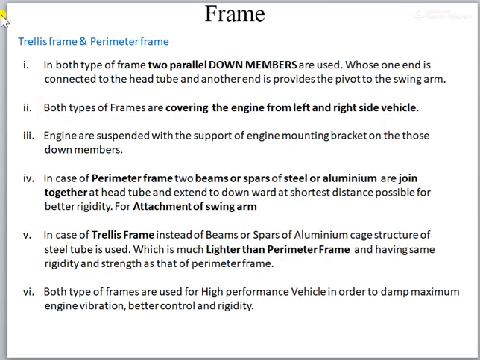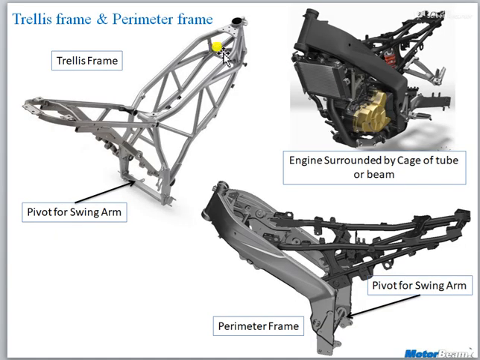Both types of frame cover the engine from the left and right side of the vehicle, so from both sides the cage is there. As I told you, like the human chest, where the heart is located inside the bone cage, similarly here the engine and other parts are so sensitive that they are located inside the cage and enclosed and protected.